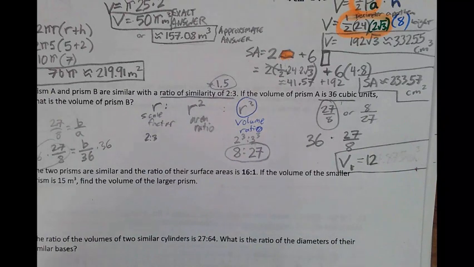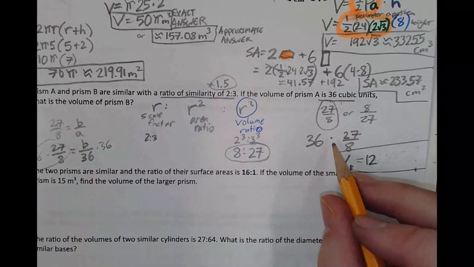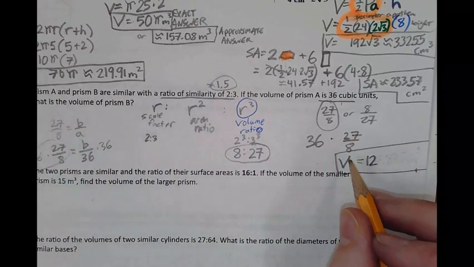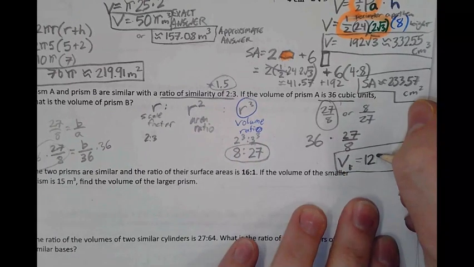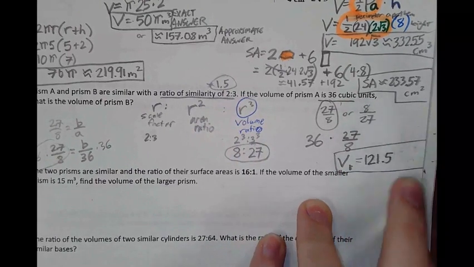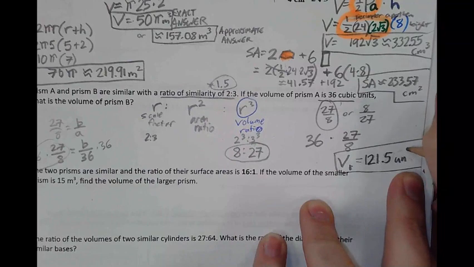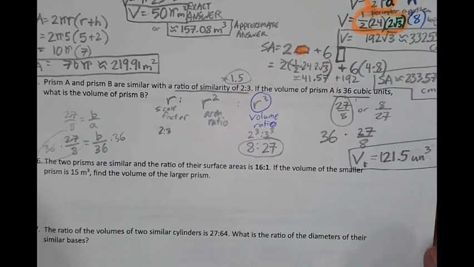36 times 27 divided by 8. The answer is 121.5. There we go. So 121.5 units cubed should be the correct answer. Let's move on to the next one.